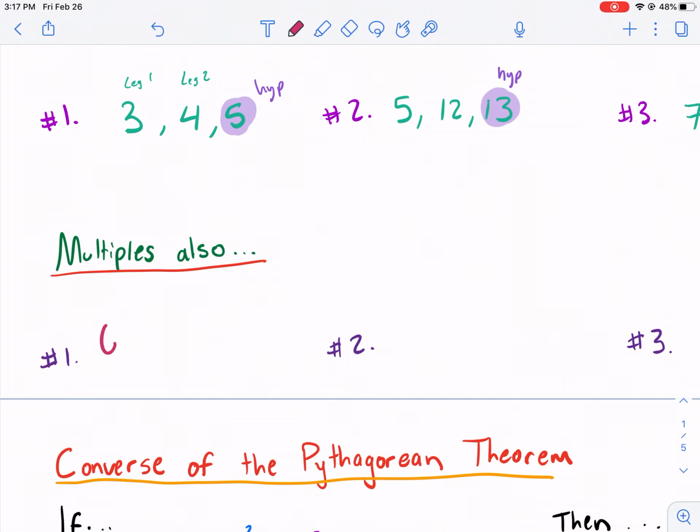For example, we could have 6, 8, 10. What did I do there? I did 3 times 2, I did 4 times 2, and I did 5 times 2.